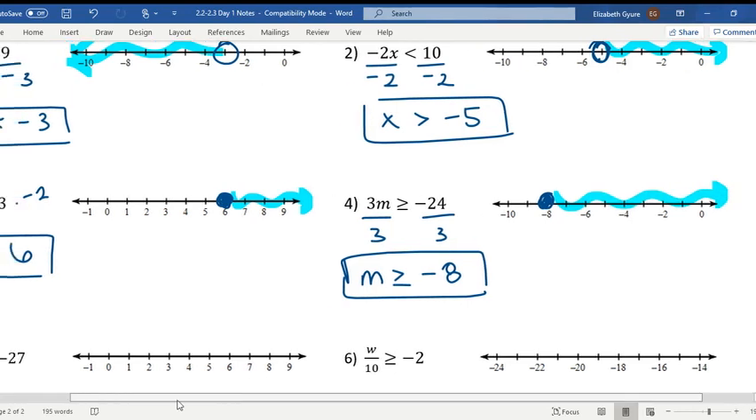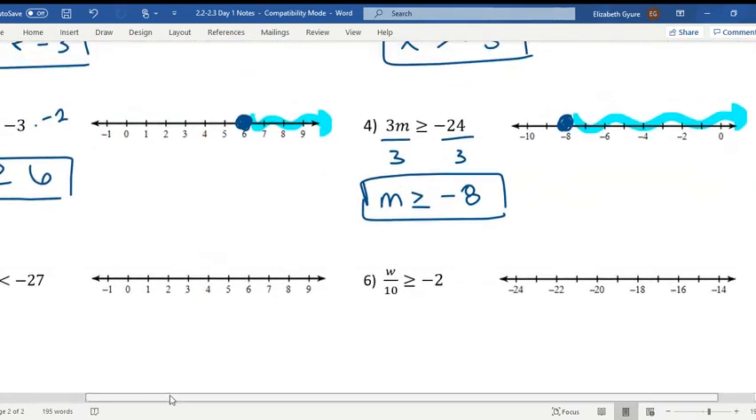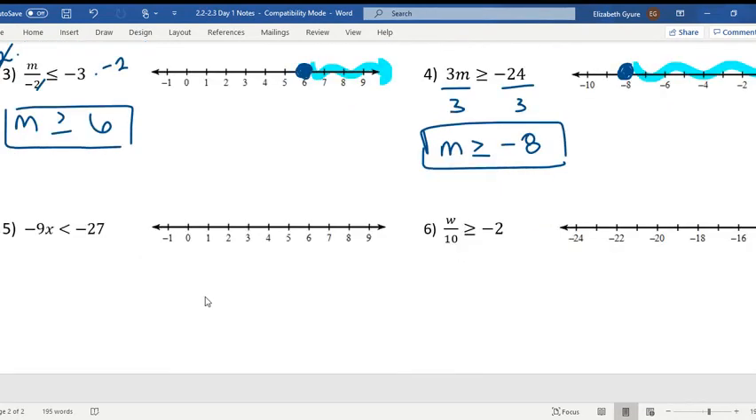All right, I think we're almost done. Is this the last 2? Yeah, last 2. All right, last 2, try these ones out, guys. Try out 5 and 6, and then go over this. We have negative 9x is less than negative 27.